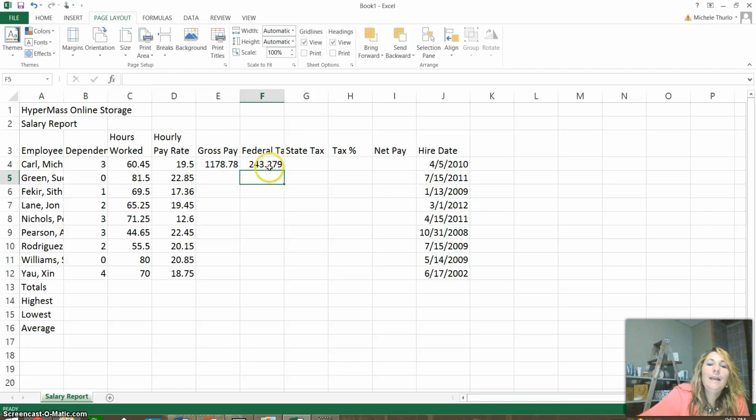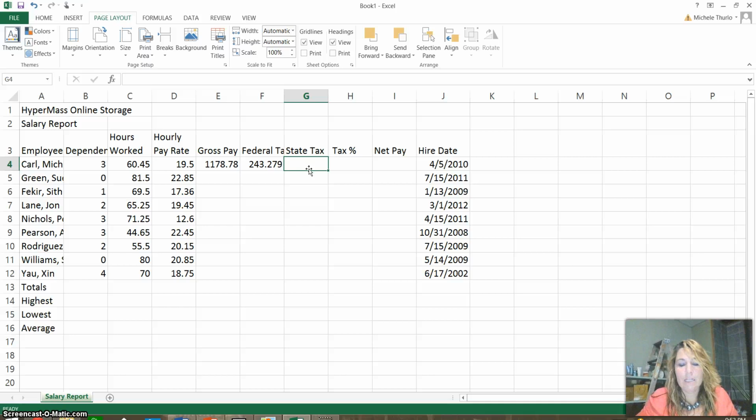Okay, then I can look at this and I can see, does it make sense? If your federal tax is higher than your gross pay, then you probably didn't do it right. Even though the federal government likes to take a lot of money for tax, they don't take more than you have earned. So just look at it and see if it makes sense. Then we're ready to do our state tax.